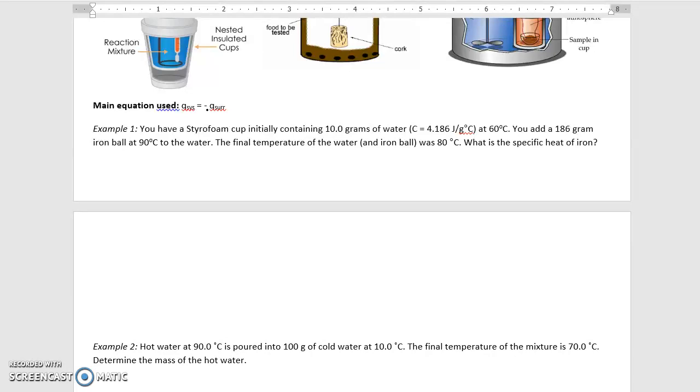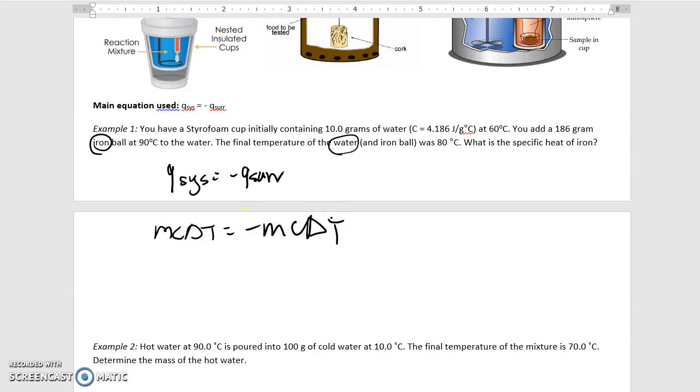So looking at this, we've got our Q of our system is equal to negative Q of surroundings. I'm just going to call the system the iron, and the surroundings I will call the water. If you think about Q on either side, it's the same equation we've been using, so mcΔT equals negative mcΔT. Just make sure on one side you only put the values for the iron, and on the other side you only put the values of water. So I'm just going to do iron over here and water over here, to keep things straight.